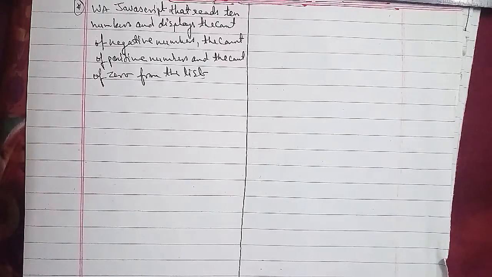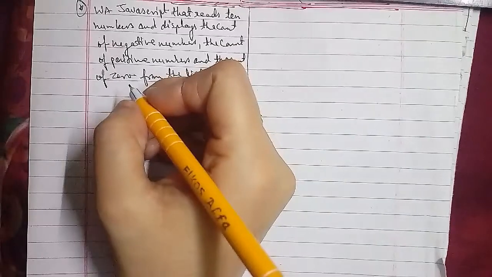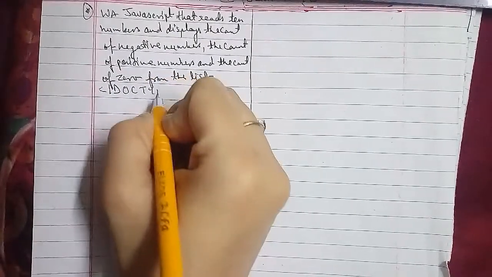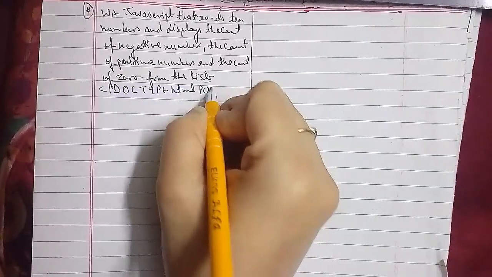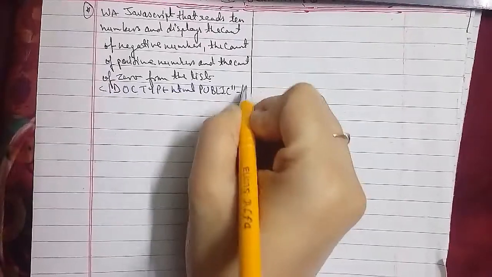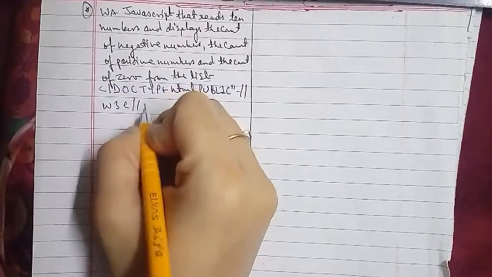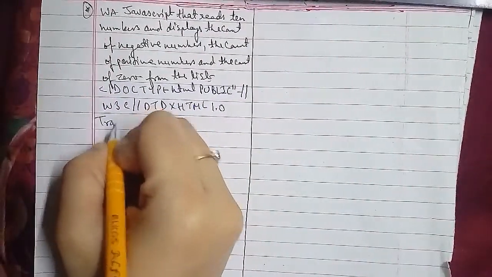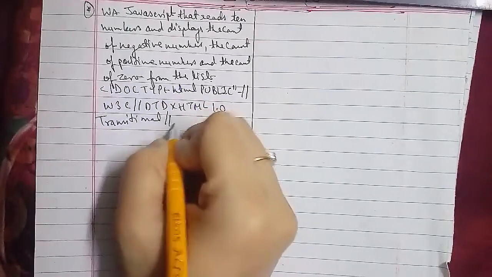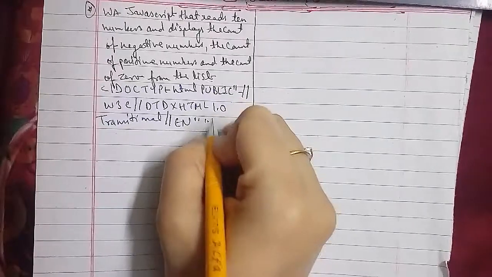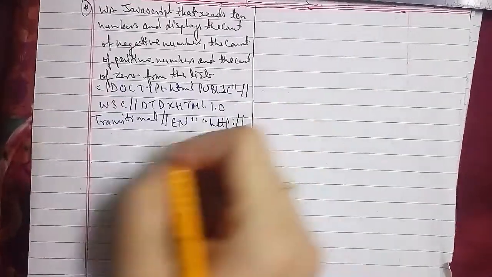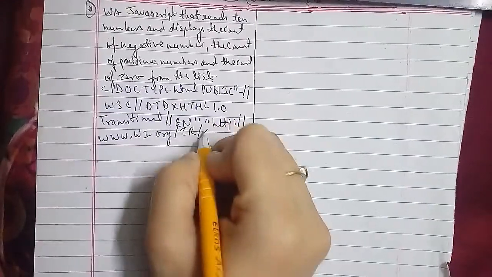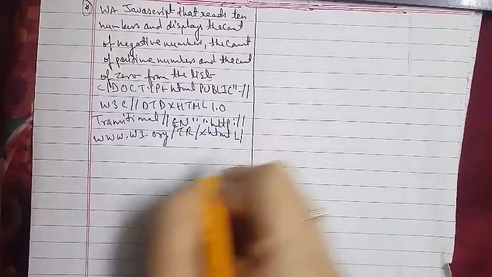So we'll start with the DOCTYPE: DOCTYPE html PUBLIC "-//W3C//DTD XHTML 1.0 Transitional//EN" "http://www.w3.org/TR/xhtml1/DTD/xhtml1-transitional.dtd".